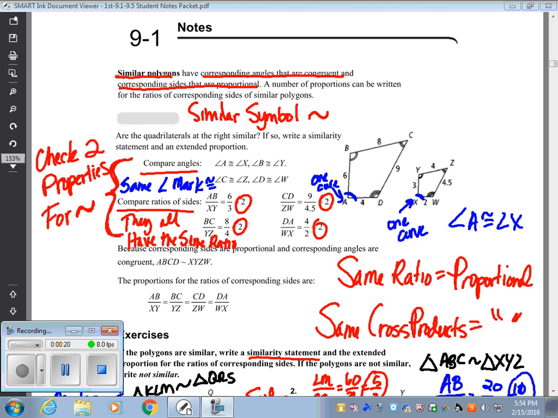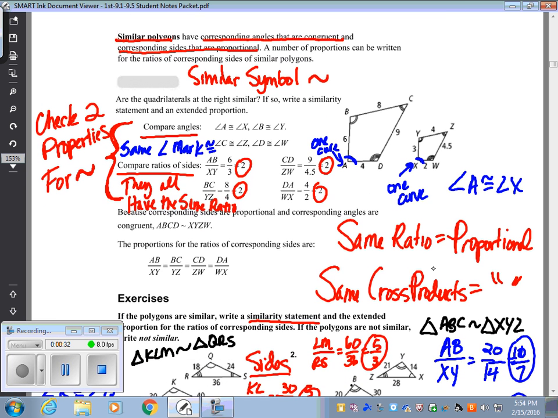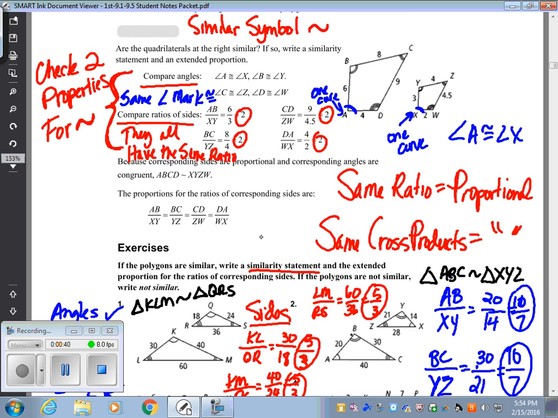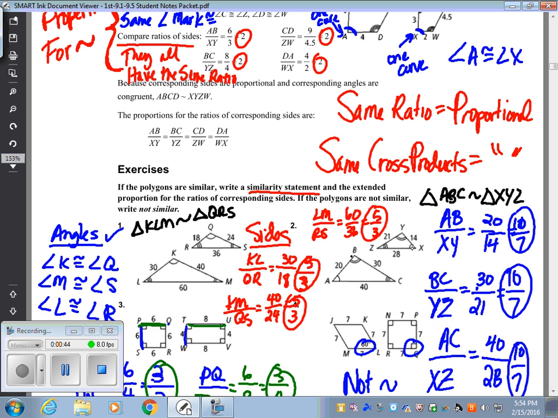But we ended on Friday with the 9-1 section notes in your packet. If you did not receive a packet, please get one from the sub. I left extra packets with them. But things we talked about, there are two properties for proving similar. Corresponding angles have to be congruent, so you check your markings, and corresponding sides have to be proportional, which means they have the same ratio or they have the same cross product.